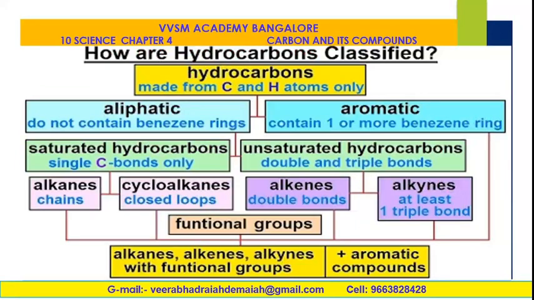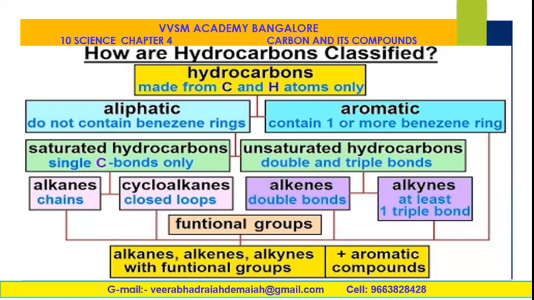How are hydrocarbons classified? They are made from carbon and hydrogen atoms only. So aliphatic and aromatic, as I told you: aliphatic do not contain a benzene ring, aromatic contain one or more benzene rings. This is a very important concept for remembering structures. Aliphatic means they don't have any benzene ring at all. Aromatic means they should have one or more than one benzene ring. What a benzene ring is, and the importance of the benzene ring in aromatic hydrocarbons, we will discuss in the forthcoming classes. Then saturated hydrocarbons and unsaturated hydrocarbons.